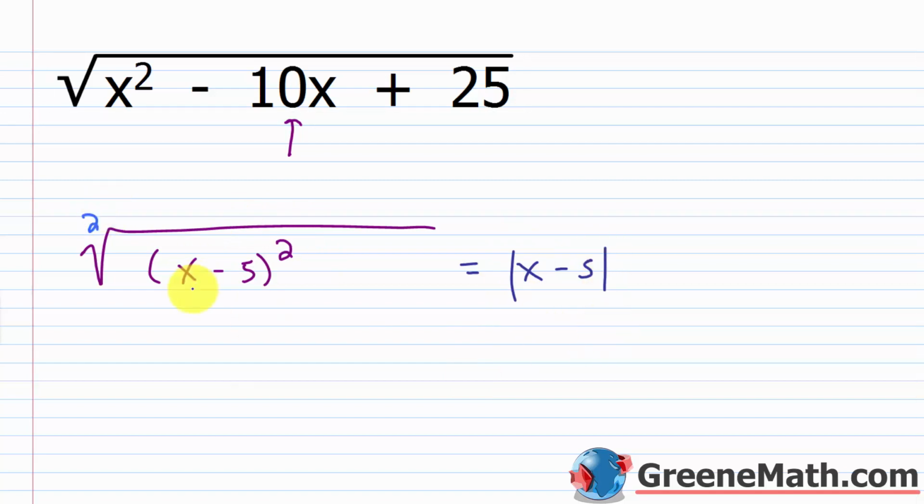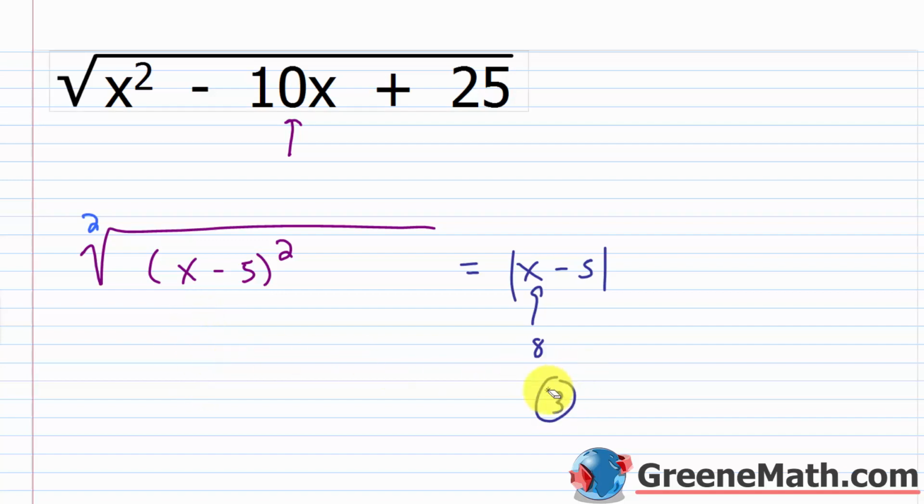If x represented a value that gave me a positive here inside the parentheses, let's say x was 8 as an example, so I could plug in an 8 there. 8 minus 5 is 3. Absolute value of 3 is 3. So I know I would get 3 as an answer. So plugging in an 8 there, 8 minus 5 is 3. 3 squared is 9. The square root of 9 is 3. So I'm good to go.